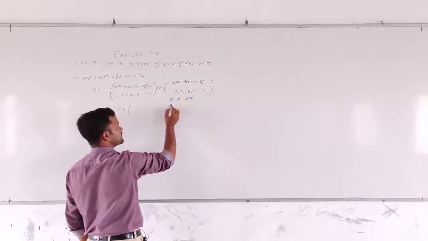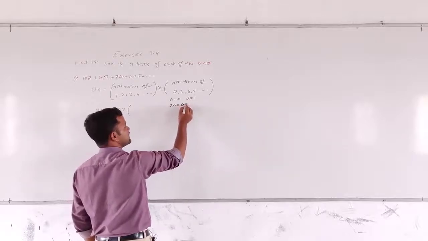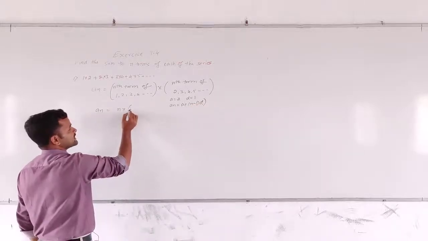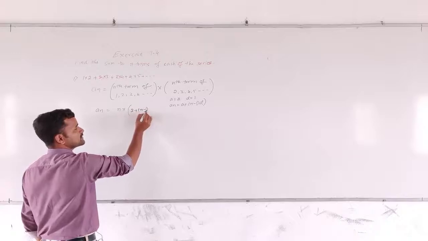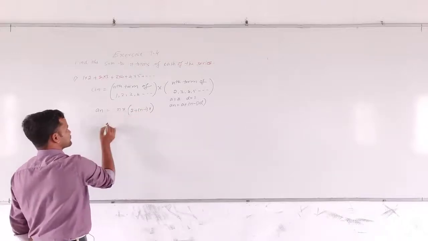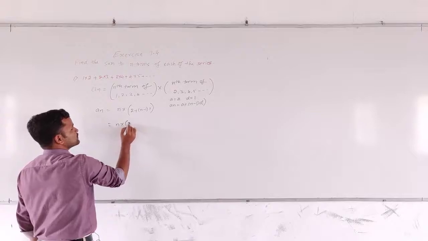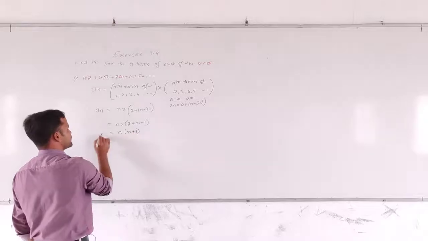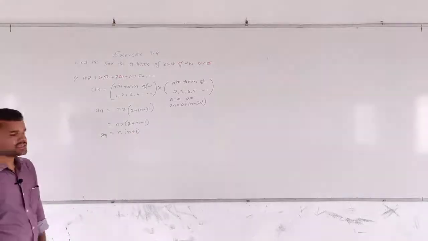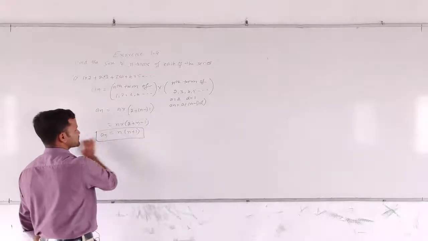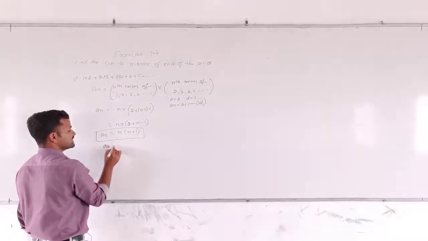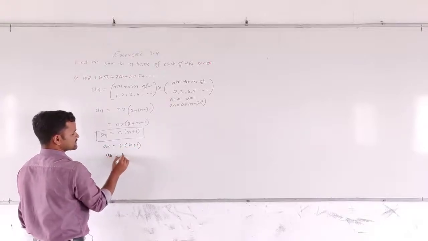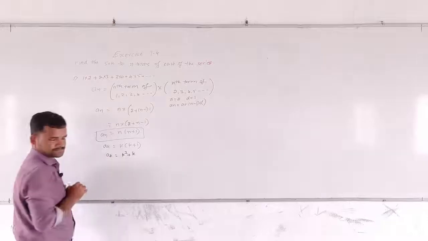We will use the formula here: an is equal to a plus n minus 1 into d. Using this formula, we can write 2 plus n minus 1 into the common difference 1. So n into 2 plus n minus 1, this is n into n plus 1. So an is equal to n into n plus 1. What is ak then? ak is equal to k into k plus 1. I can write ak is equal to k square plus k.